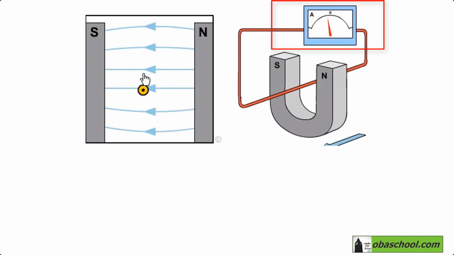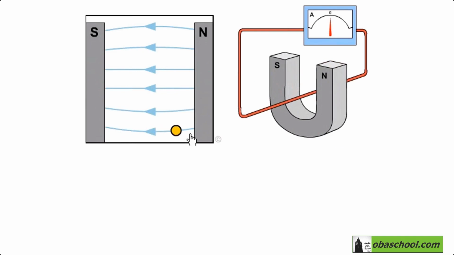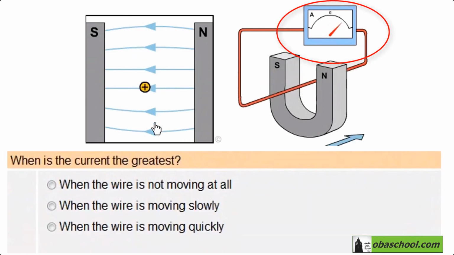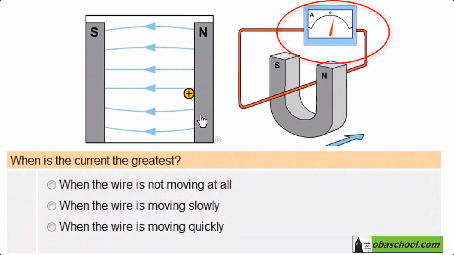We've seen that the wire moves in the magnetic field and current is induced. Let's try varying the speed. Watch the ammeter and guess when is the current the greatest. Yes, the correct answer is when the wire is moving quickly.